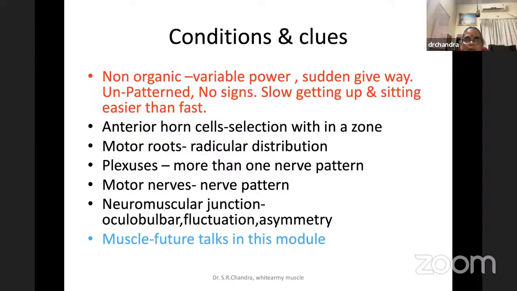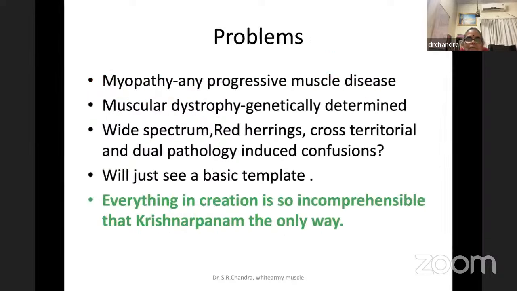So those are the various patterns in muscle disease. So what are the definitions? What is myopathy? Myopathy is any progressive muscle disease. So you do not know whether it is an acquired disease or an inherited disease. Any progressive muscle disease is called myopathy. And muscular dystrophy is the term applied when you find that the disease is genetically determined. When you are sure it is genetically determined, you use the term muscular dystrophy. So muscle diseases are a wide spectrum. There are red herrings. Cross-territorial and dual pathology can confuse the situation.